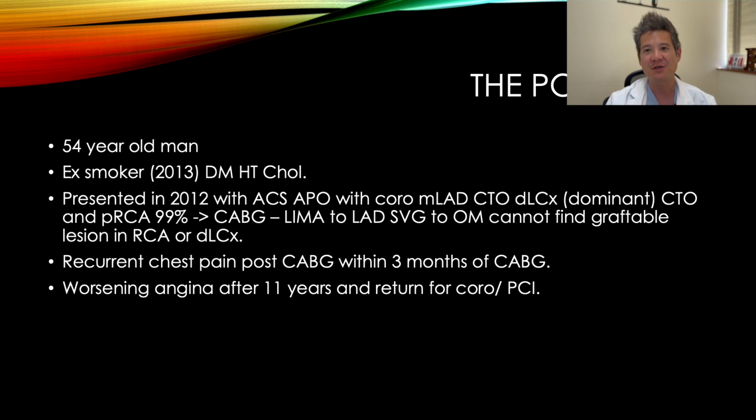This poor unfortunate man is a 54-year-old man who is an ex-smoker, diabetic, hypertensive, hypercholesterolemia. He presented in 2012, 11 years ago, with ACS and APO. After the APO settled, we went in for a coronary angiogram, which shows a mid-LAD CTO, proximal LAD 70% lesion, distal circumflex CTO with a dominant circumflex, and a proximal RCA CTO.